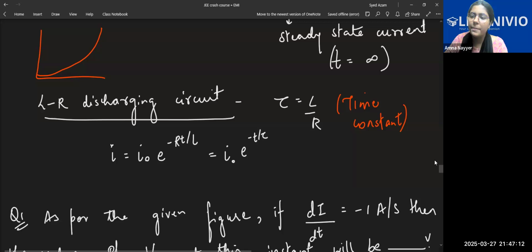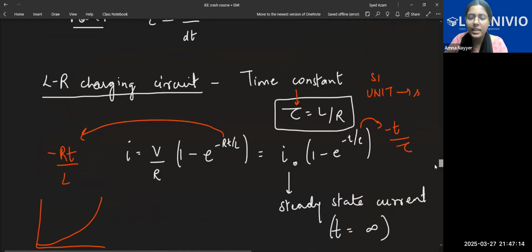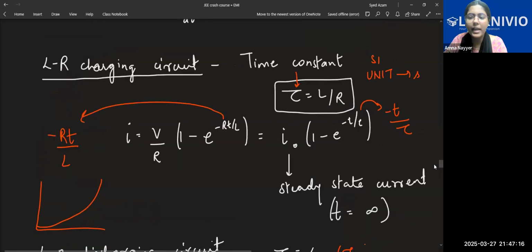Do one thing, the rest of the parts you have, and you will get the PDF also. Magnetism, did you receive? Yes, ma'am. I'll share EMI also today. EMI, see, you have the test also tomorrow. So write down these two equations for charging and discharging. Then we'll see questions.